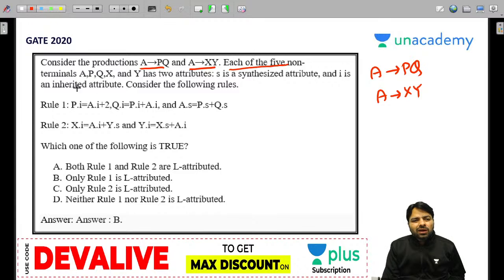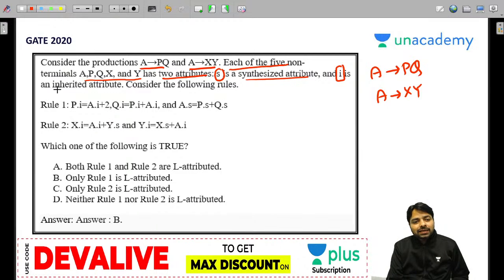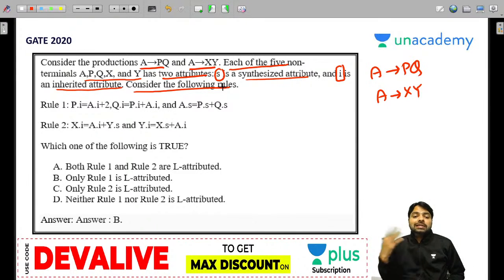Each of the 4 non-terminals A, P, X, Y has 2 attributes. Remember that. S is one attribute, I is another attribute. Attributes talk about the concept of SDDs, guys. Remember, if you remember the attribute grammars. And S is synthesized, I is inherited. Consider the following rules. Now he is not asking about attributes, he is asking about attributed grammar, remember.